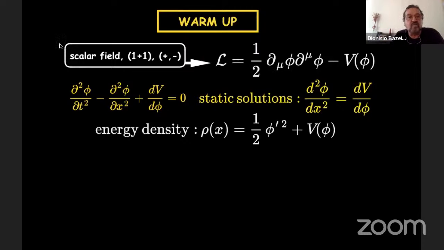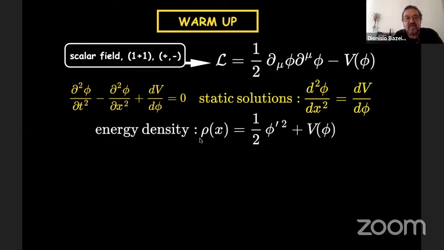With this model, now I'm in 1+1 dimensions, and I look for the equation of motion for this model. The equation of motion is this one. I suppose the solutions are static solutions, so the equation of motion becomes this one. This is an ordinary differential equation, a nonlinear ordinary differential equation.